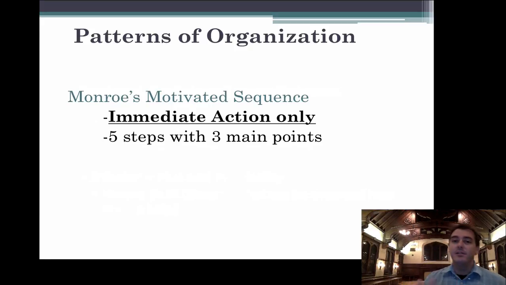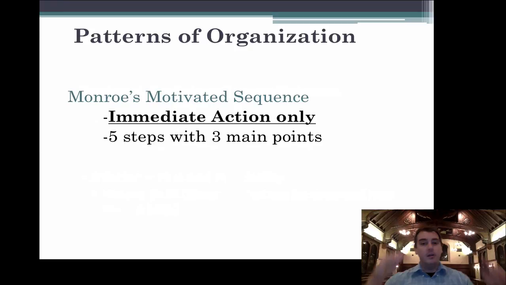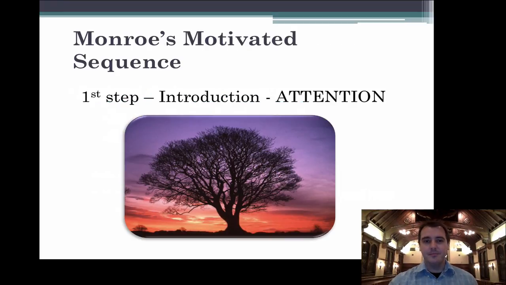It has 5 different steps, and there's 3 main points, and I'm going to walk you through all of them with a relevant example. So my example will be, I would like you to download a particular application that's going to help with planting trees. Now it's fall right now, so in my attention step, which is the introduction, I can start talking about how the leaves are turning colors.